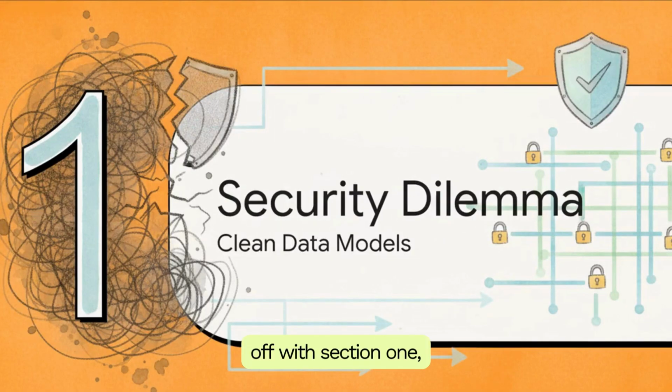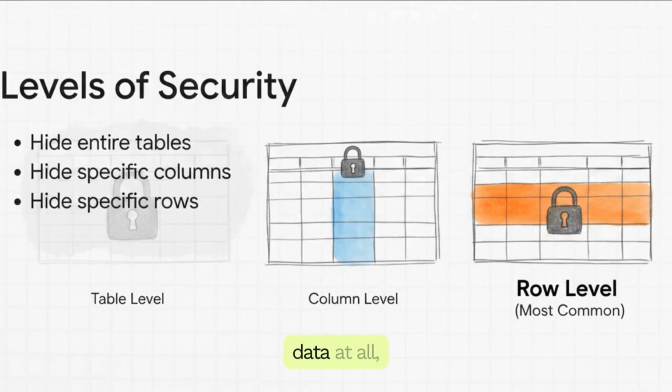Starting off with Section 1, the data security dilemma. Now, before we hide any data at all, remember this: a clean data model is the absolute prerequisite. If your model is a chaotic mess, your security is going to be a nightmare. But assuming your model is clean, what exactly are we hiding?